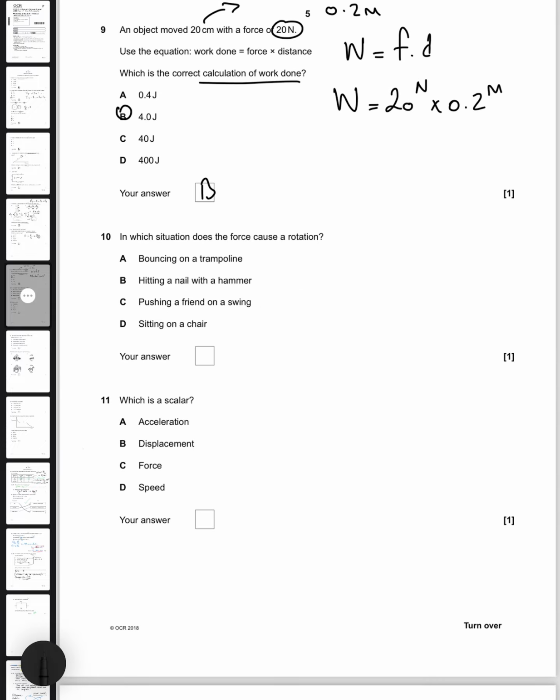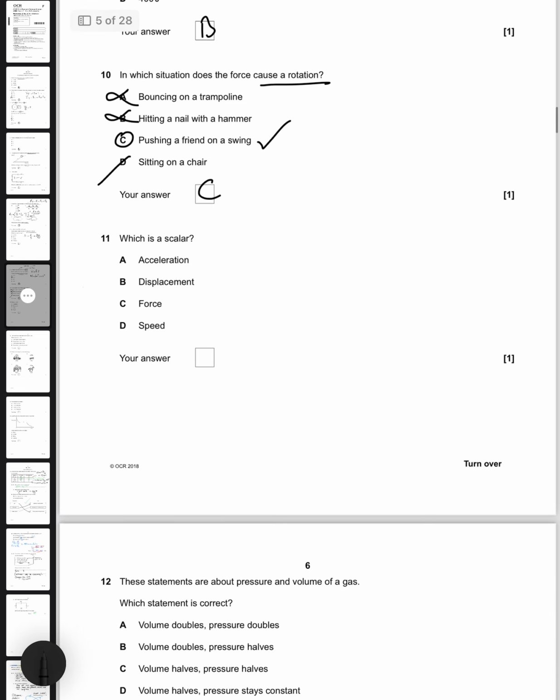In which situation does a force cause a rotation? Bouncing on a trampoline, no, that's just going to cause an up and down movement. Hitting a nail with a hammer, again, no, that's just going to push the nail into the wall or whatever you're trying to put the nail in. Pushing a friend on a swing, that is going to cause a rotational movement. And sitting on a chair is obviously not going to create a rotation. So the answer is C.